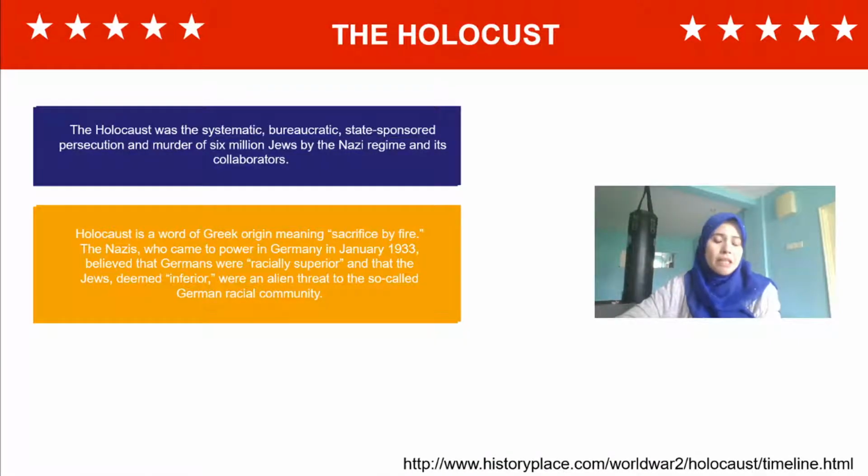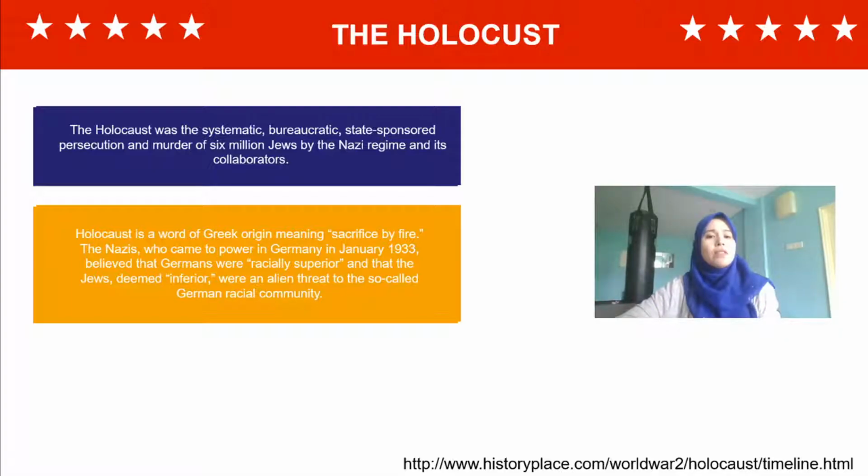And then at that particular moment in World War II, there is also the event called the Holocaust. The Holocaust was the systematic, bureaucratic, state-sponsored persecution and murder of 6 million Jews. But it's not only Jews, there are also other groups of people who were labeled as people that need to be eliminated by Nazi Germany.